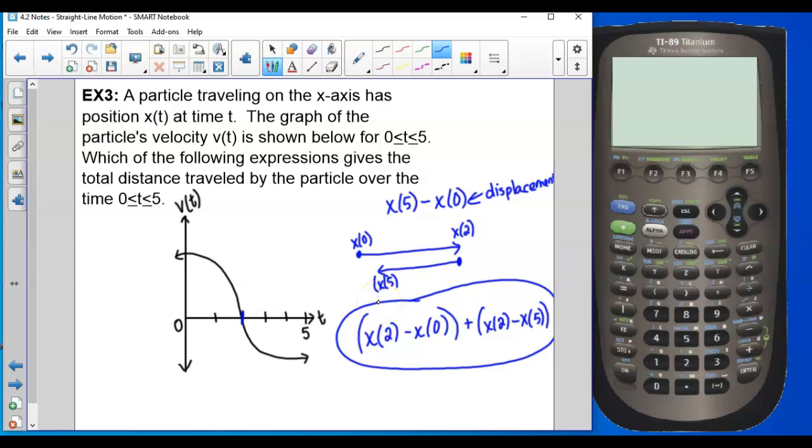The ones that you're going to see on your assignment will be multiple choice. So you're looking for what will give you a positive for those.